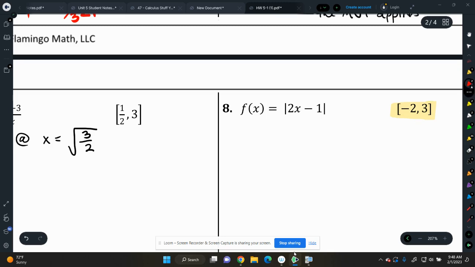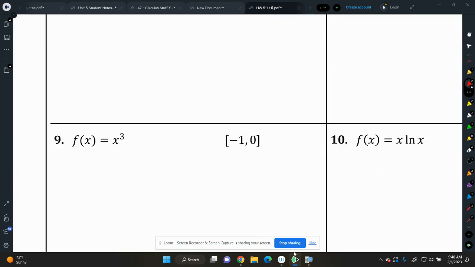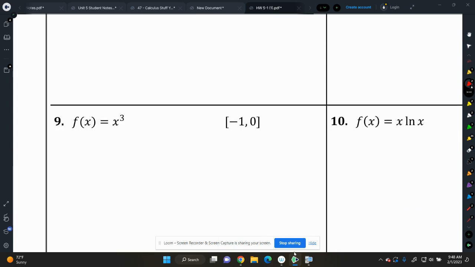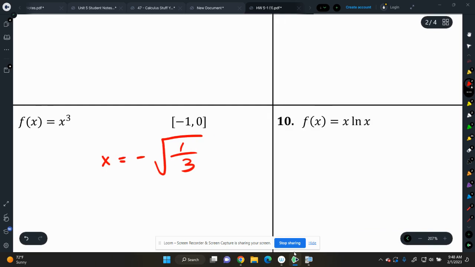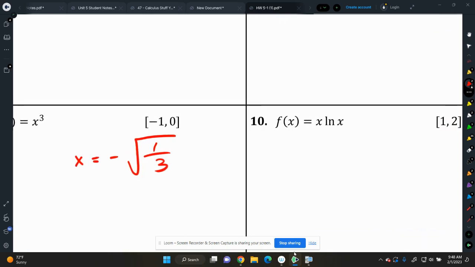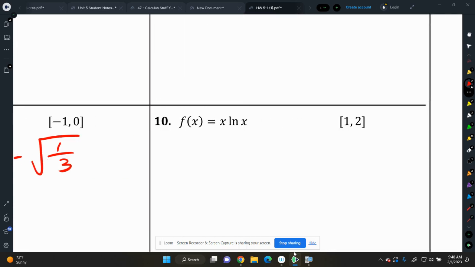Okay, so this one, the mean value theorem is not going to apply. Number 10, the mean value theorem, number 9, the mean value theorem does apply, and it's going to be at x equals negative square root of 1/3. Okay, number 10, yeah, okay, let's look at 10 together.